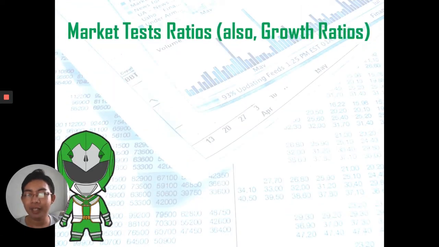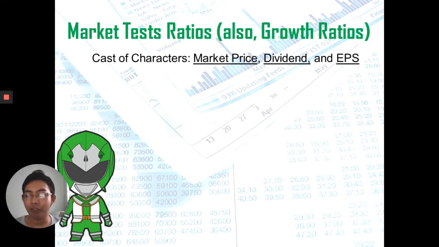We have the market test ratio, also known as the growth ratio. So we have the green ranger. So dito, we have 3 cast of characters. So dito lang iikot yung formula natin. We have the market price, we have the dividend, and we have the earnings per share.